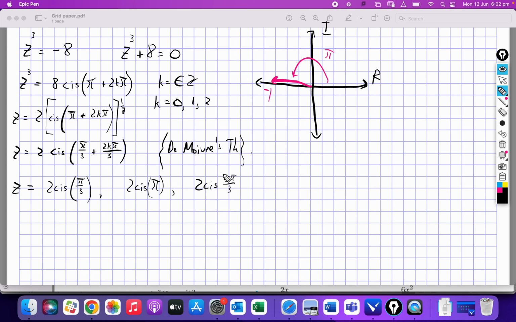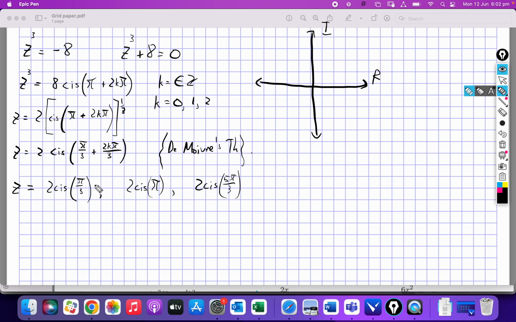I do want to draw them, and I want to write them in Cartesian form, so we should probably do it up here, just so I can get rid of this stuff.